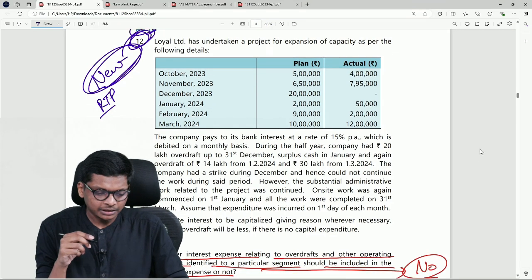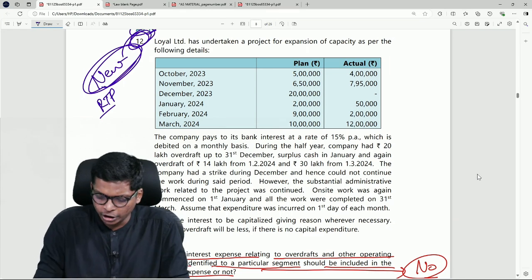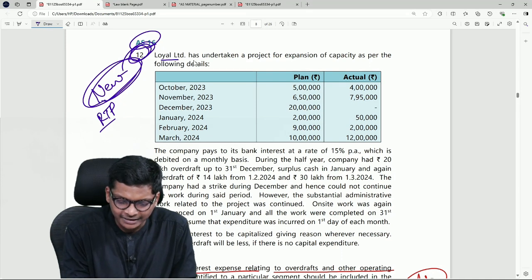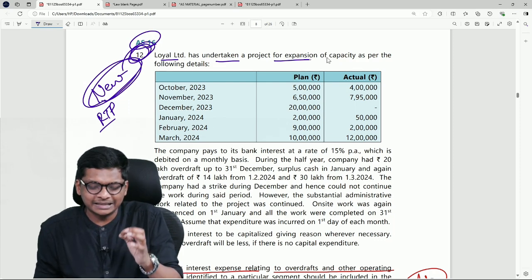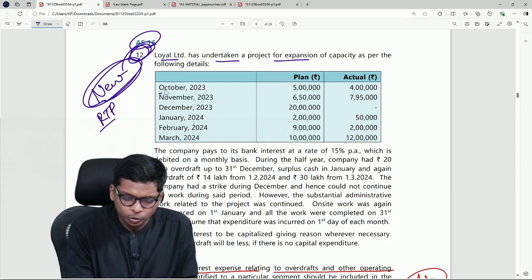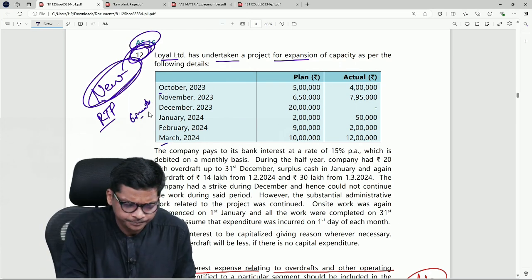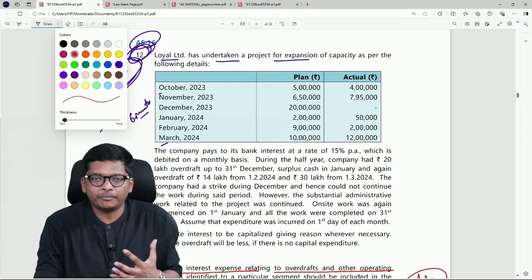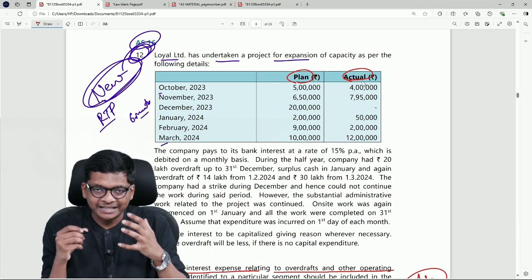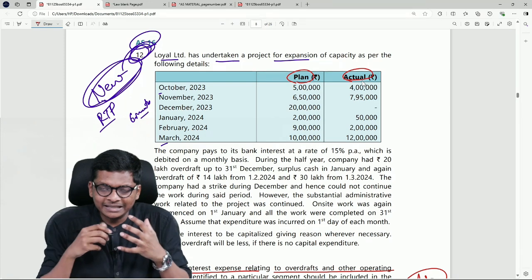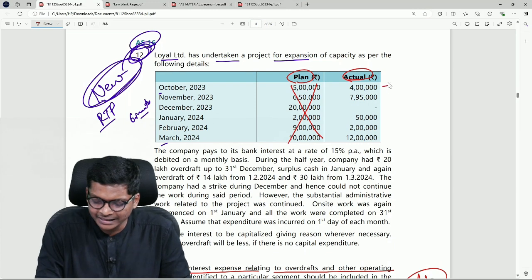Like I had mentioned, this is a new question added in the RTP. We don't have traces of this in any of our previous materials. Loyal Limited has undertaken a project for expansion of capacity as per the following details. Look at this. From October 2023 till March 2024, the last 6 months, they wanted to do some plan, and actually they have spent so much money. Since the question is hinting us it's AS 16, should I take the planned budget or actual spending? Ignore this column.